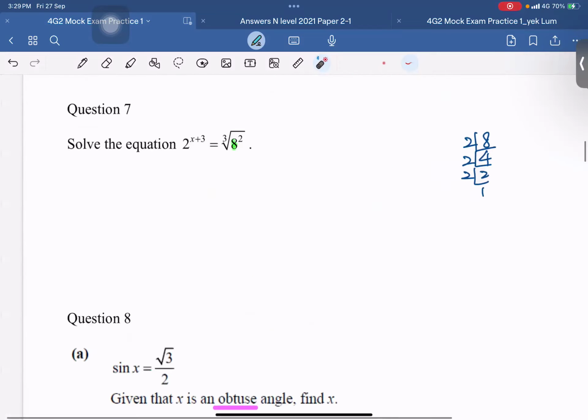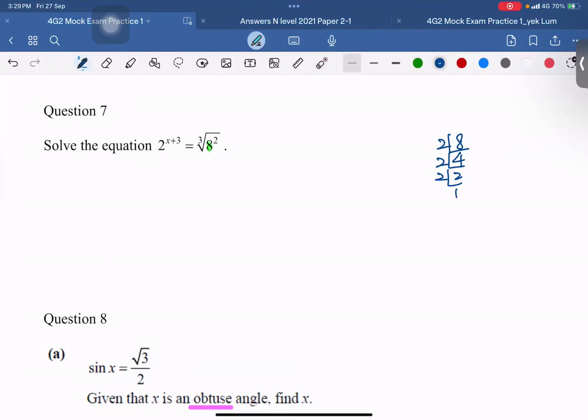How to do this? Right, I think most of you who submitted your work to me, you all know that I need to change the base for my 8. No problem. The 8 changed to 2 to the power of 3. But then you have a cube root and then outside still got a 2. Then inside here still got a 2. Do you notice that the cube root of 2 cubed, what does it become? The cube root and the cube will cancel with each other. Is there any more cube? No more. So it's just 2 to the power of 2.